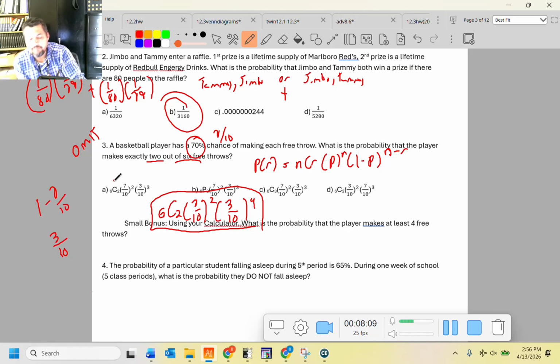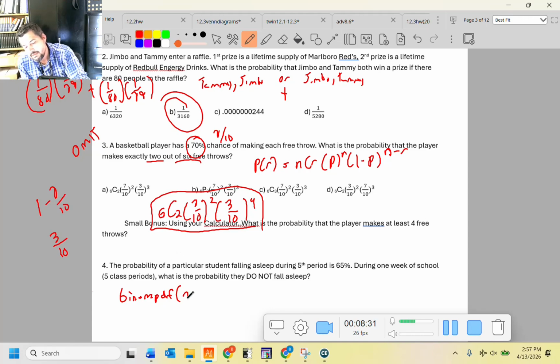All right, number 4, the probability of a particular student falling asleep during 5th period is 65%. During 1 week of school, 5 class periods, what is the probability they do not fall asleep? That is an exact number. You're allowed to do this with binomPDF, the binomial probability distribution formula. Anyways, they do not fall asleep.